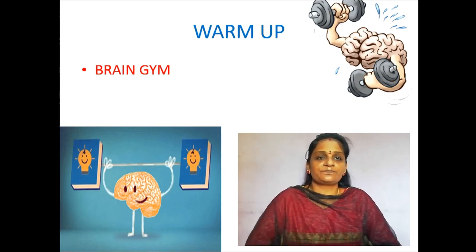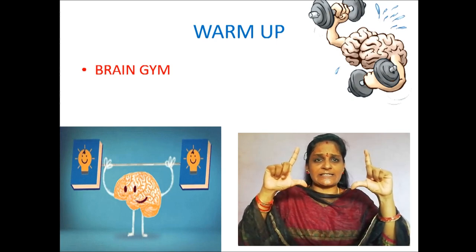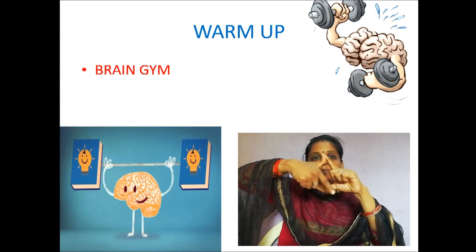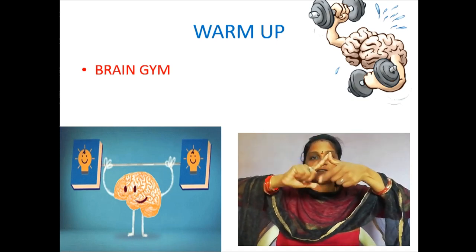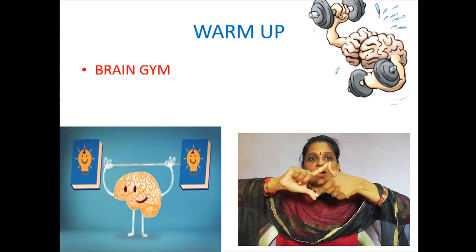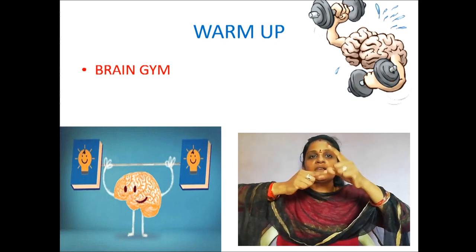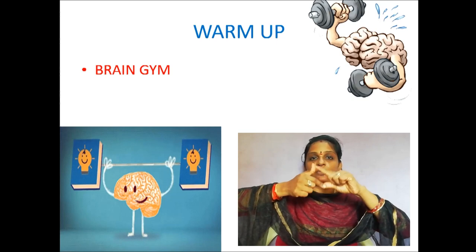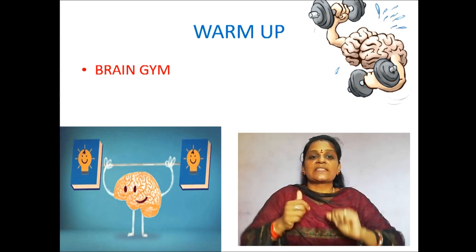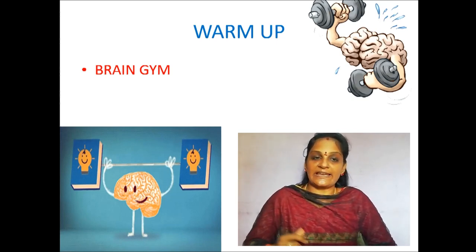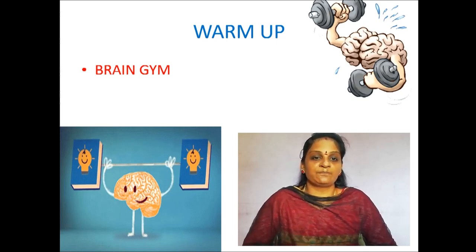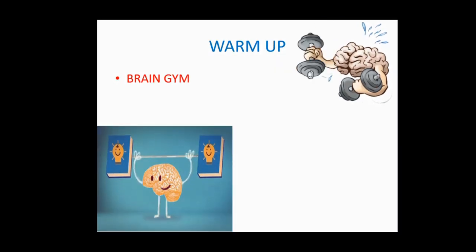Exercise number 2. Keep your hands like this. Turn your right hand upside down. Press the top and just turn it like this. Do it. 1, 2, 3, 4. Do it a little bit faster. This activates your right and left brain as well as it improves your memory power. I think you are all refreshed by this brain gym.